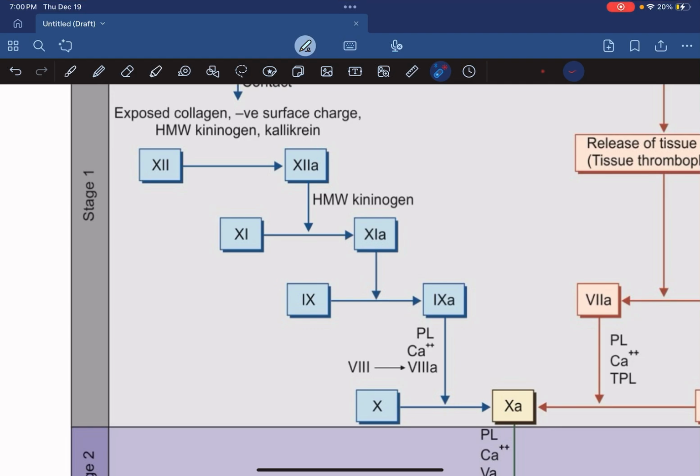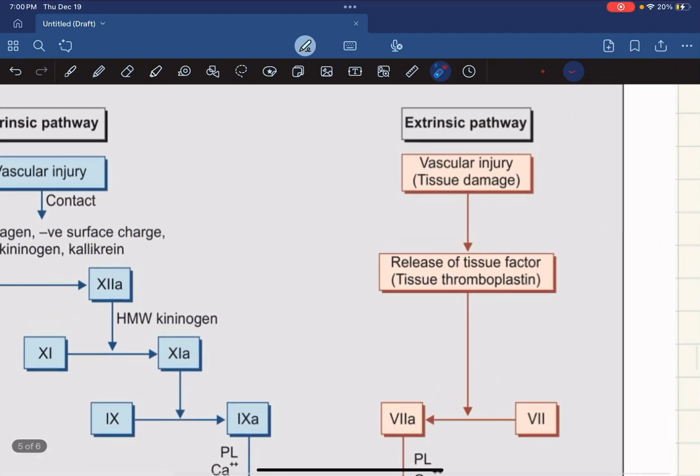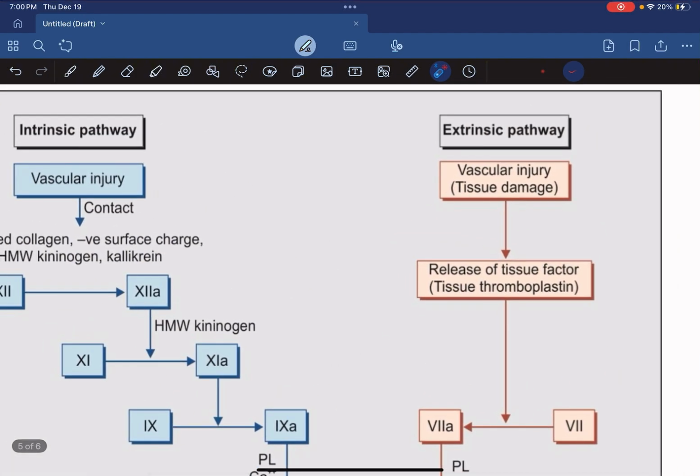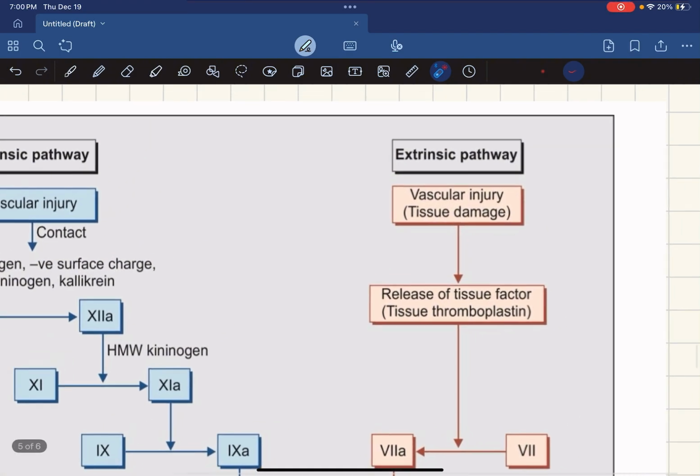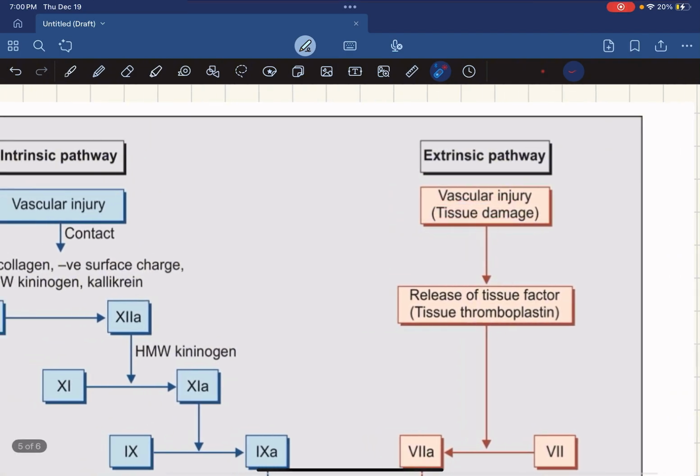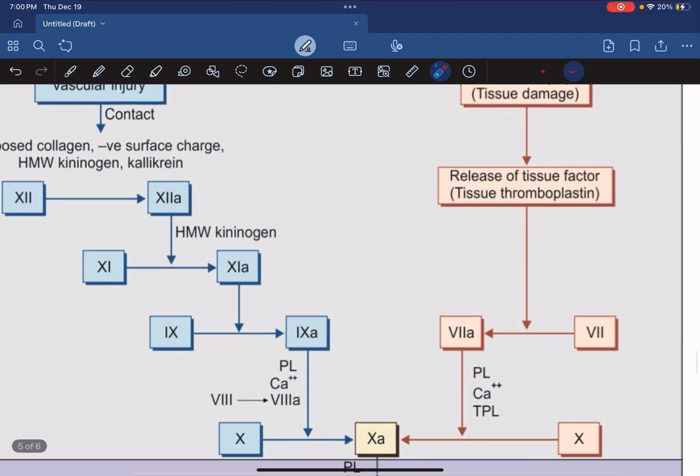Now coming to the extrinsic pathway. We were discussing the intrinsic pathway before. The extrinsic pathway is quite less complicated compared to the intrinsic pathway, because it has only three major steps. Because of vascular injury or tissue damage, extrinsically, it leads to the release of the tissue factor, also known as tissue thromboplastin. This tissue thromboplastin activates factor 7 to factor 7A and helps in activating factor 10A.